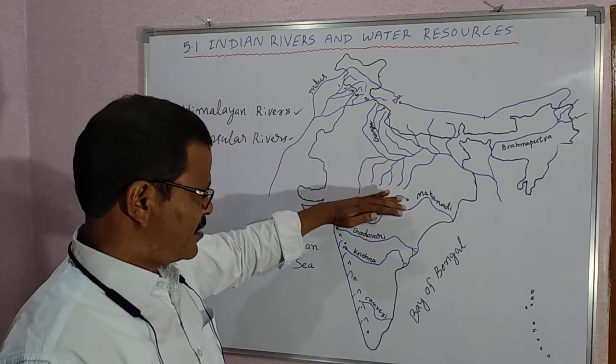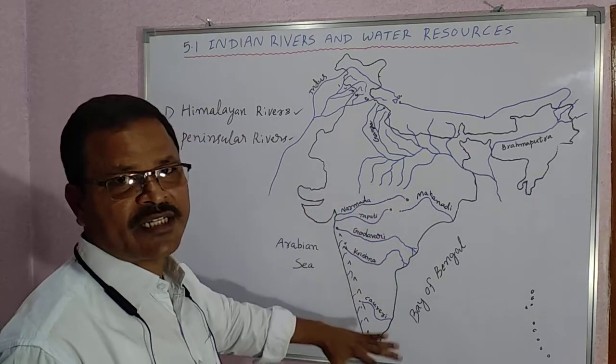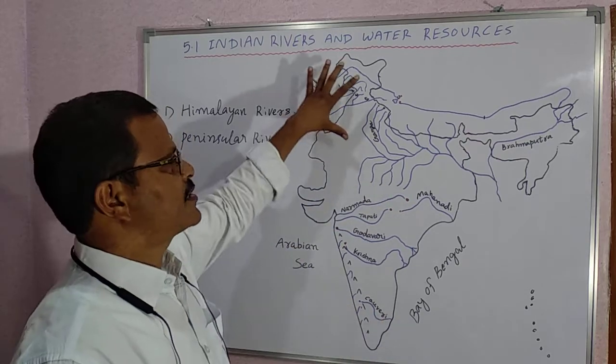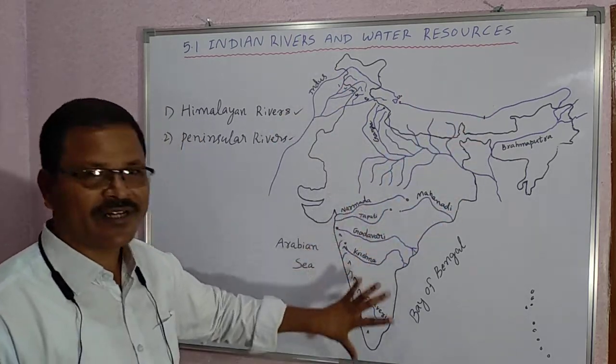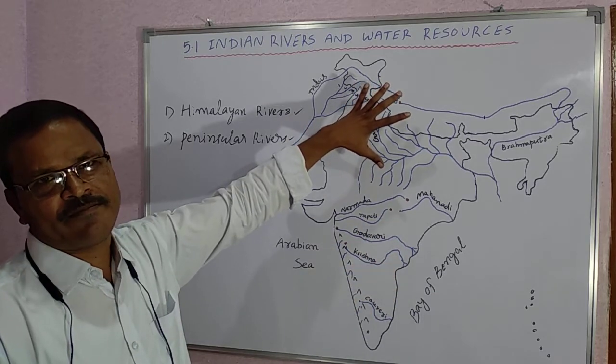All these are southern Indian rivers and also peninsular rivers. All these are North Indian rivers. All these are rain-fed rivers. All these are perennial rivers.